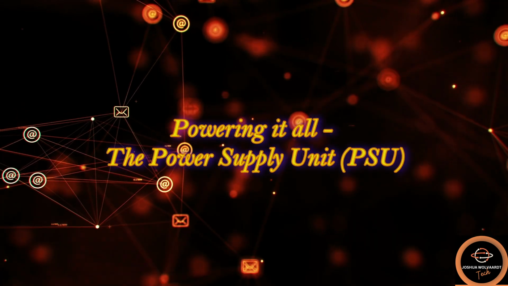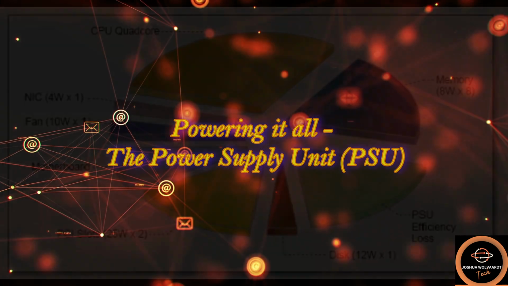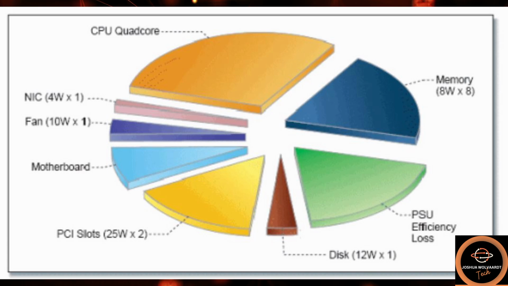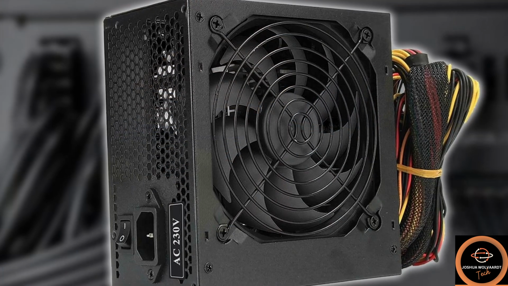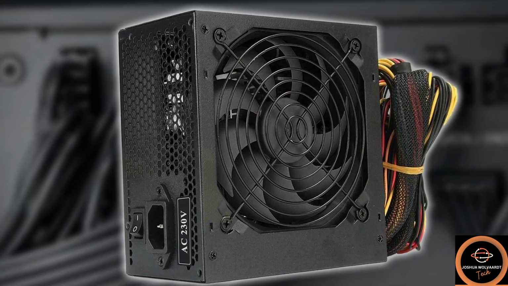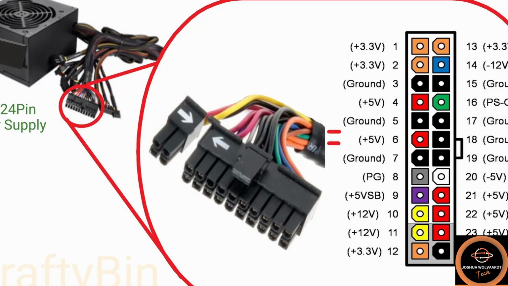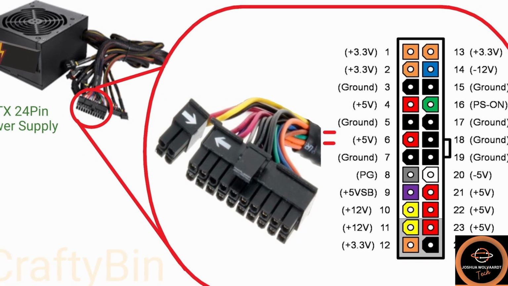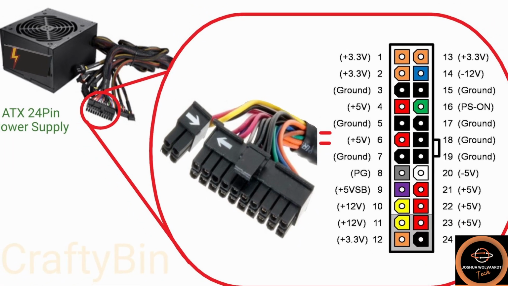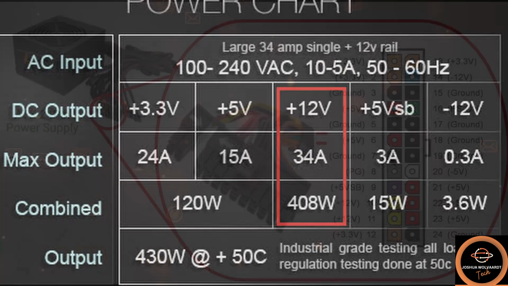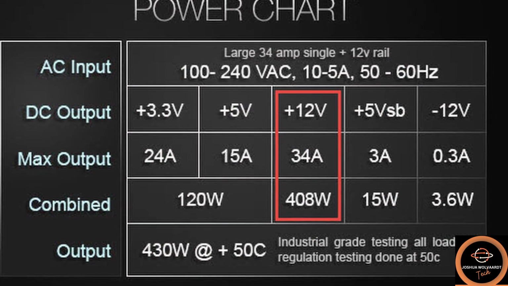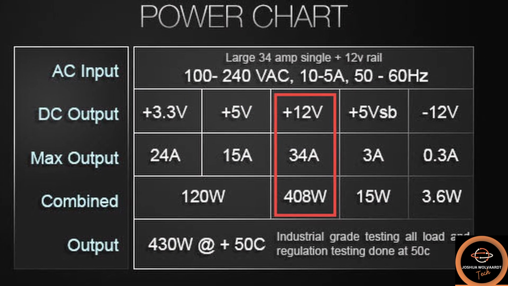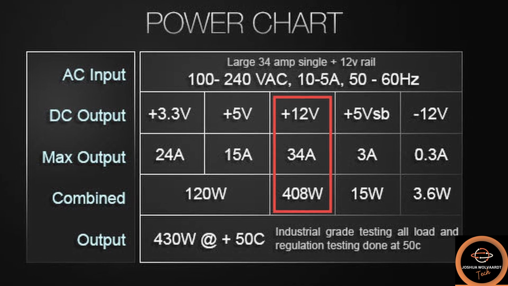Powering it all, the power supply unit. Every component in your computer needs power to function, and that's where the power supply unit or PSU comes in. It converts the AC power from your wall outlet into the DC power that your PC components require. PSUs are rated by their wattage, which indicates the maximum amount of power they can deliver.